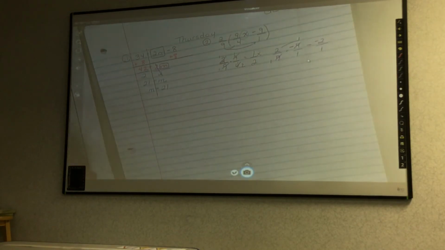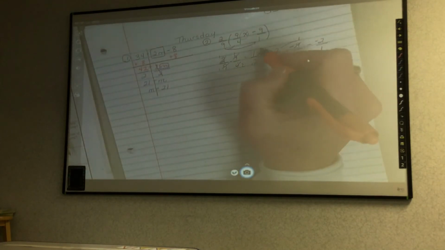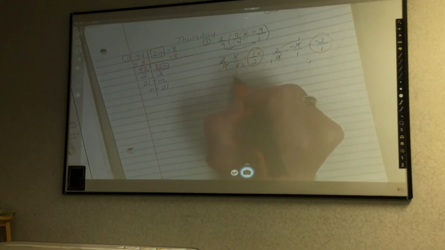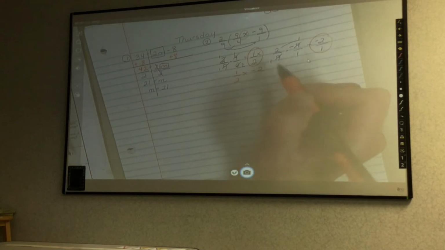So then I rewrite it with what I have left. So that is what the distributive property gets. So I have 1/2 x minus 2. And that is my final answer.